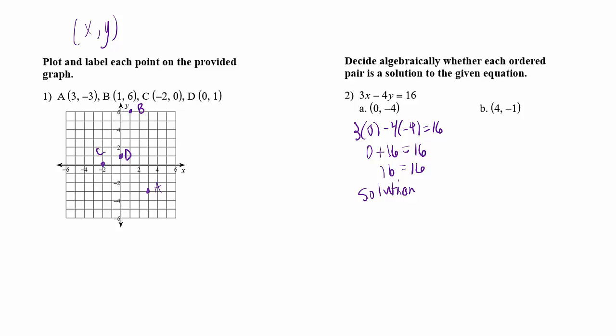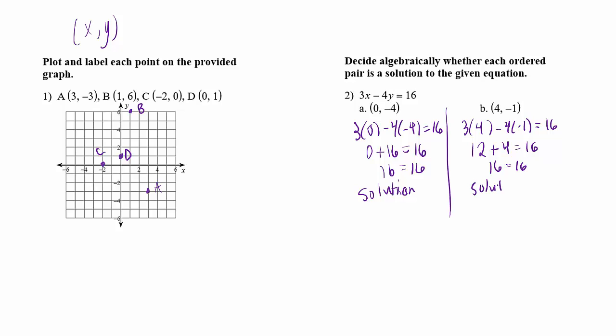Now, one of the things with that is it asks us to do this algebraically, so if we don't show our work and just say solution or not a solution, then we won't get all of the credit because we didn't do what we were asked to do. And then there's also that whole showing your work thing that math teachers are pretty gung-ho about. On B, let's plug in 4 for X and -1 for Y. And that gives us 12 plus 4 equals 16. 16 equals 16. So this is also a solution.